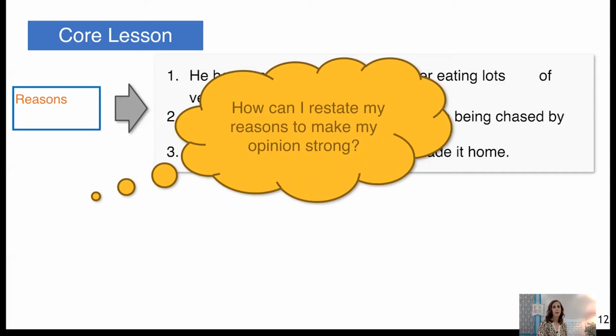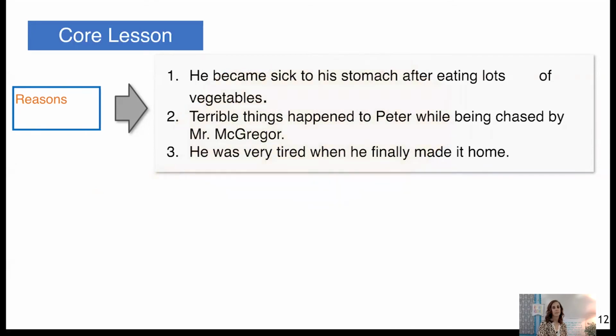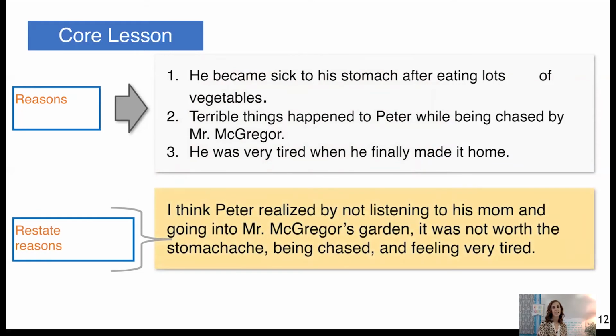I know the readers will remember most what I say last. I need to leave the readers with something to think about my opinion and why I do not think Peter will ever go back into Mr. McGregor's garden. Let me try this when I'm restating my reasons. I think Peter realized by not listening to his mom and going into Mr. McGregor's garden, it was not worth the stomachache, being chased, and feeling tired.